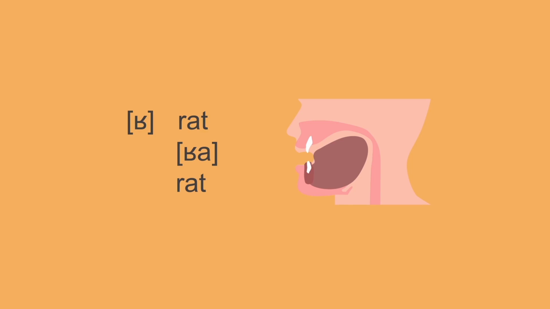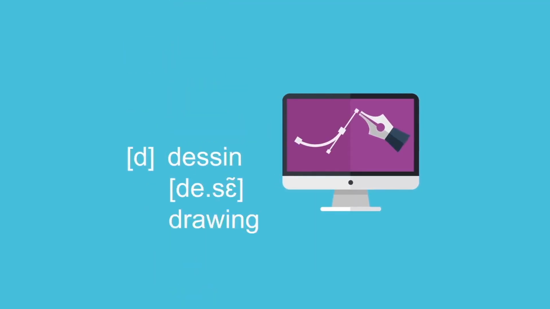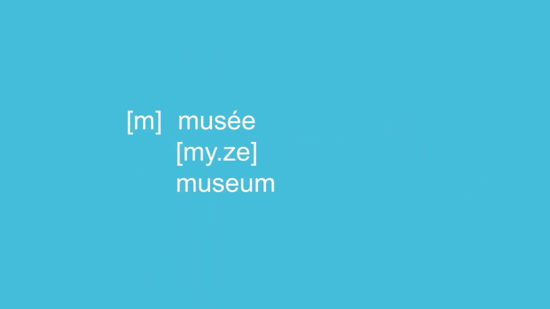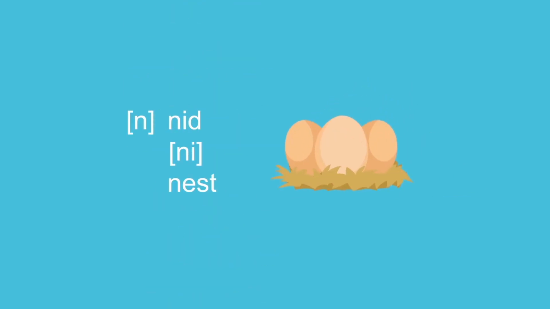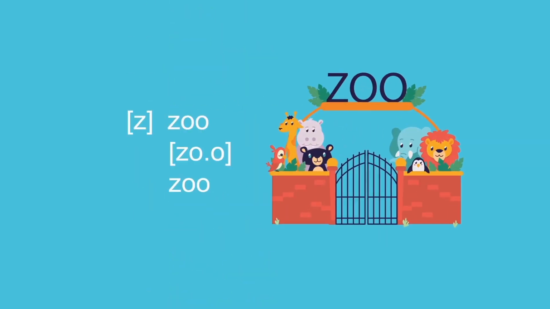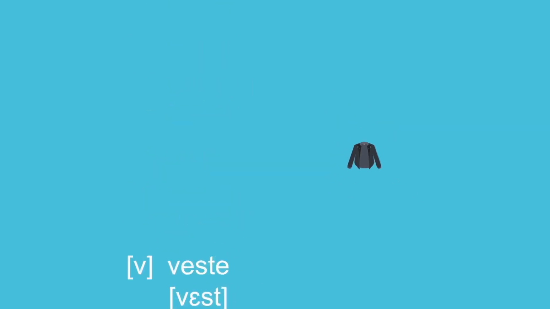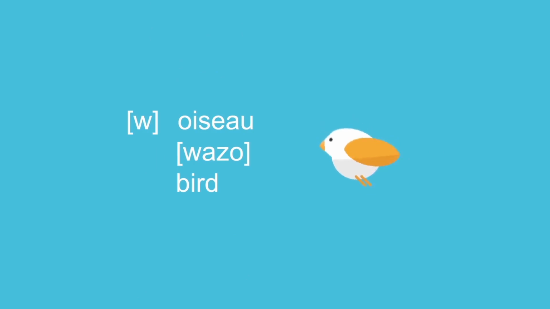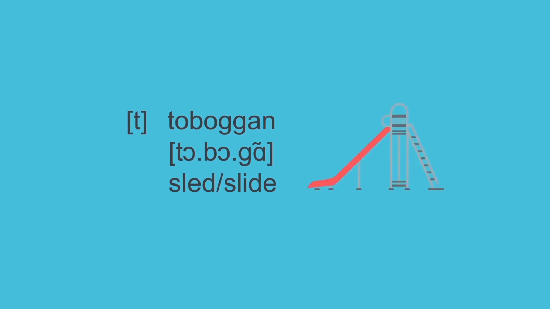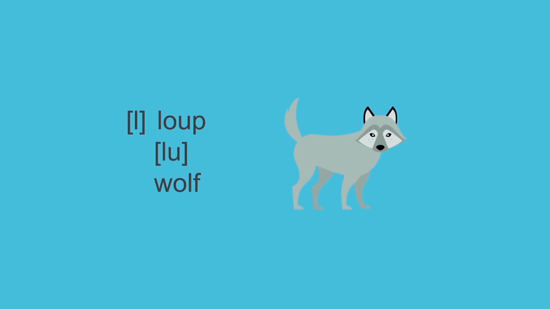Those are all the consonants for French. As a quick review, we have 10 familiar symbols and sounds. We have B as in bol, D as in dessin, G as in grève, M as in musée, and N as in nid. S as in serviette, Z as in zoo, F as in football, V as in veste, and W as in oiseau. You have 4 slight modifications. P as in pomme, T as in toboggan, K as in kilo, and L as in loup.